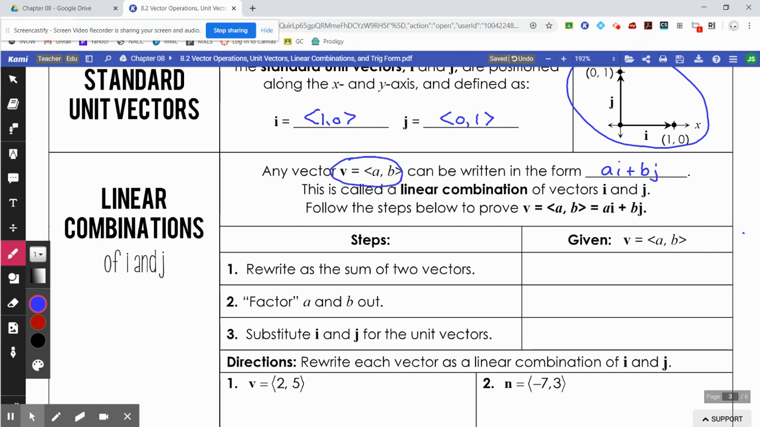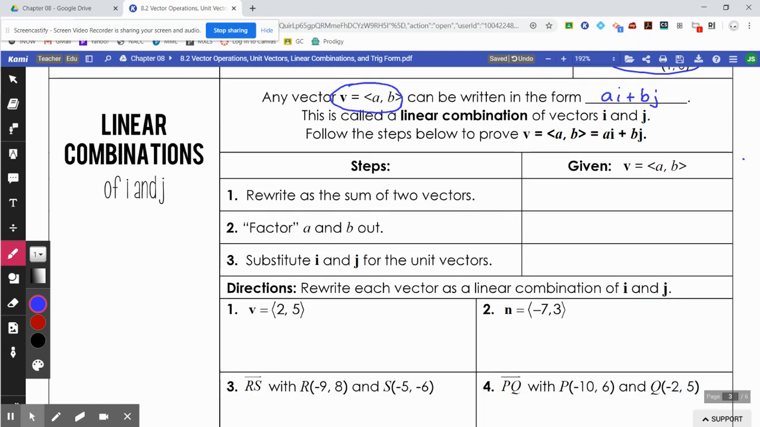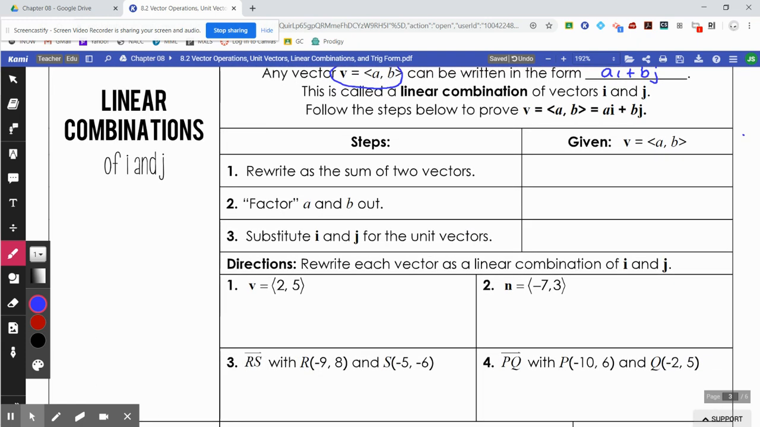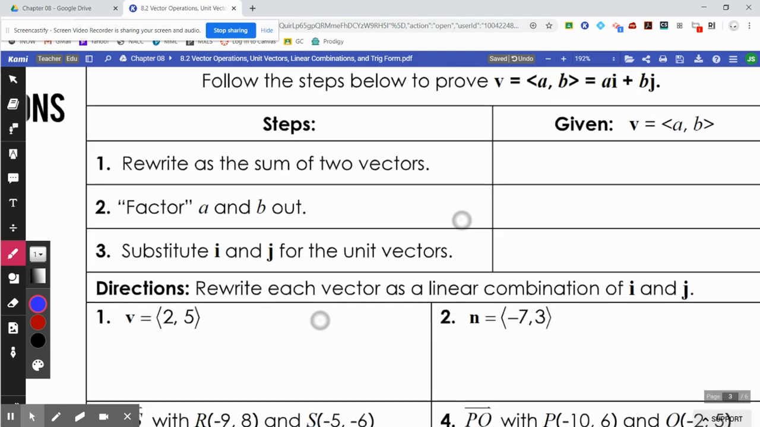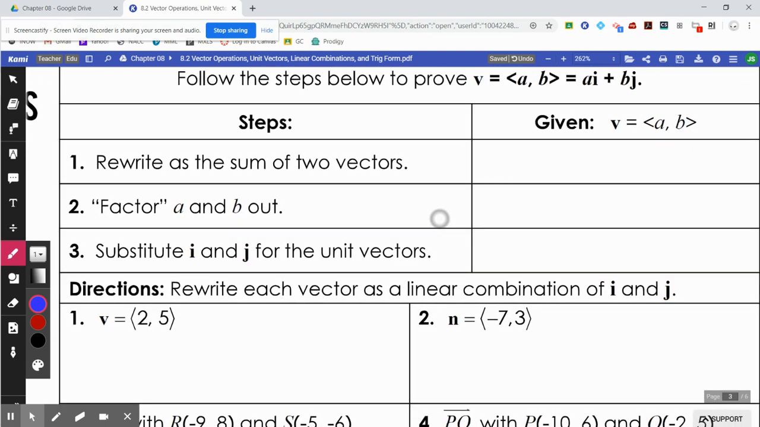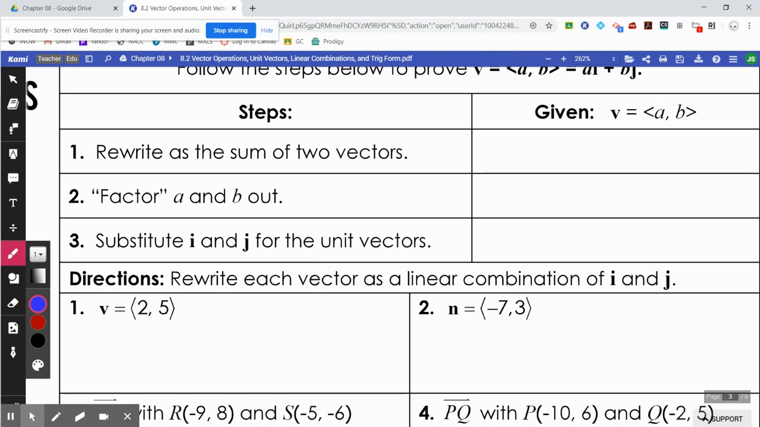Follow the steps below to prove that vector v, which is equal to a comma b, equals a times i plus b times j. And you can do this, but there's a much easier form. But here's how we're going to prove this. Let's go through, just so I can show you. First off, let's rewrite it as the sum of two vectors. So given vector v, let's write vector v as a comma 0 plus 0 comma b, because if you were to add those back together, you would get a comma b.